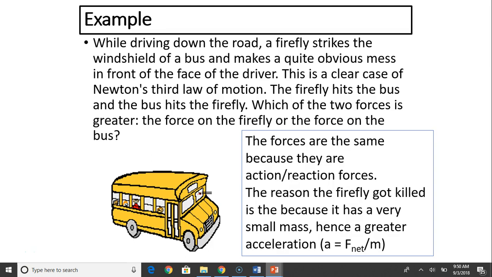And that is actually due to Newton's second law. Newton's second law says acceleration is directly proportional to the force and inversely proportional to the mass. In both cases, forces are the same, but the mass of the bus is so much bigger than the mass of the firefly. So the force has huge impact on the firefly, but it has no impact on the bus.